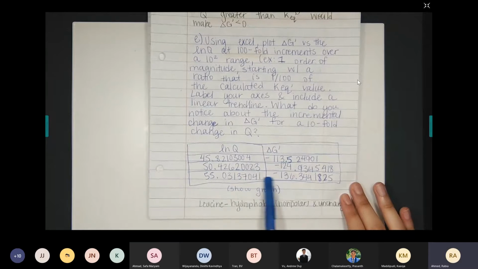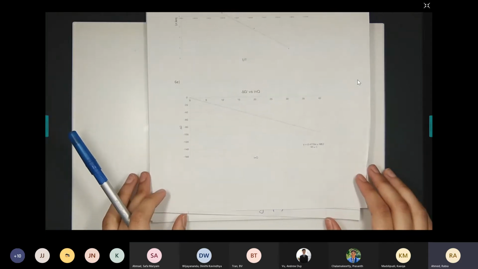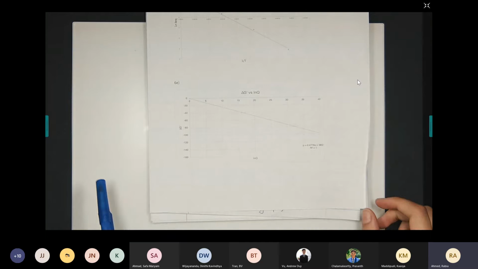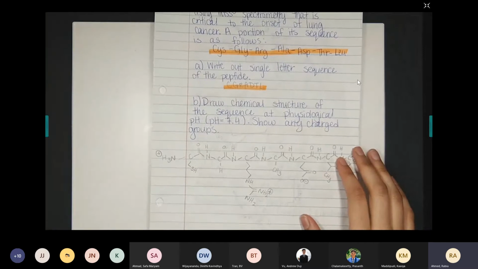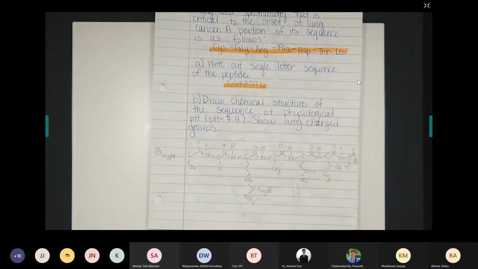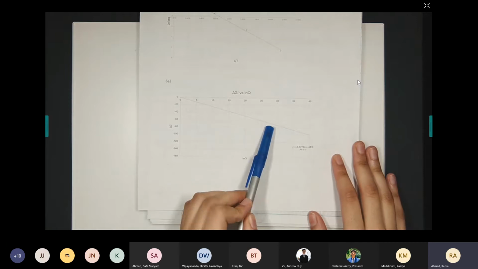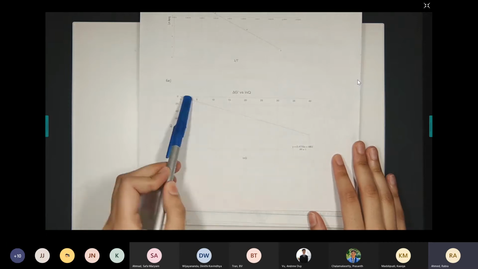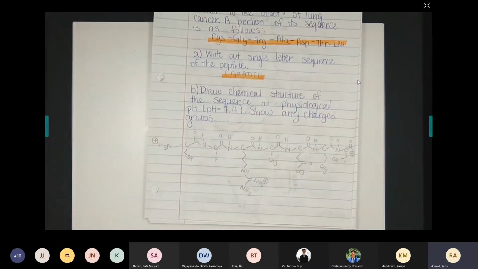So this is the stuff that they gave me, and then this is my graph, 6B. Since the slope is constant, as you see here, there's not really going to be a change because the slope is constant. It's going linearly. Okay.